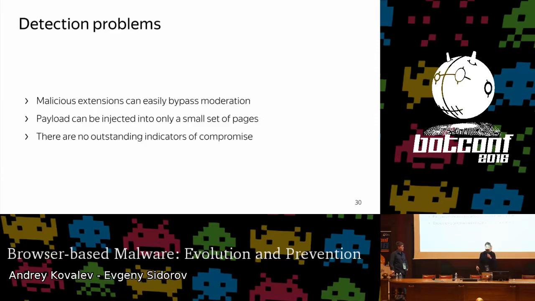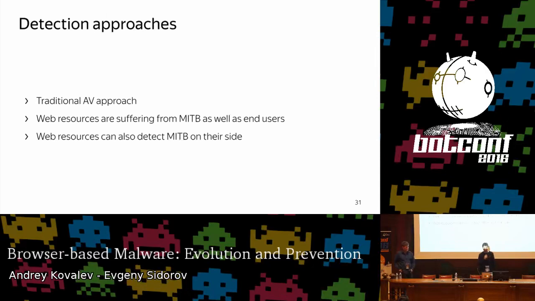As I said, malicious extensions can easily bypass moderation. A malicious extension can, for example, act the vast majority of the time like a legitimate extension, and inject a malicious payload only if it comes to a bunch of interesting sites. For example, social networks, maybe banking applications, and so on. And as you saw from these examples, there can be a few indicators of compromise. For example, if you take a look at smart browse, you can see just a browser process in autorun and just an NC script in autorun, and that's it.